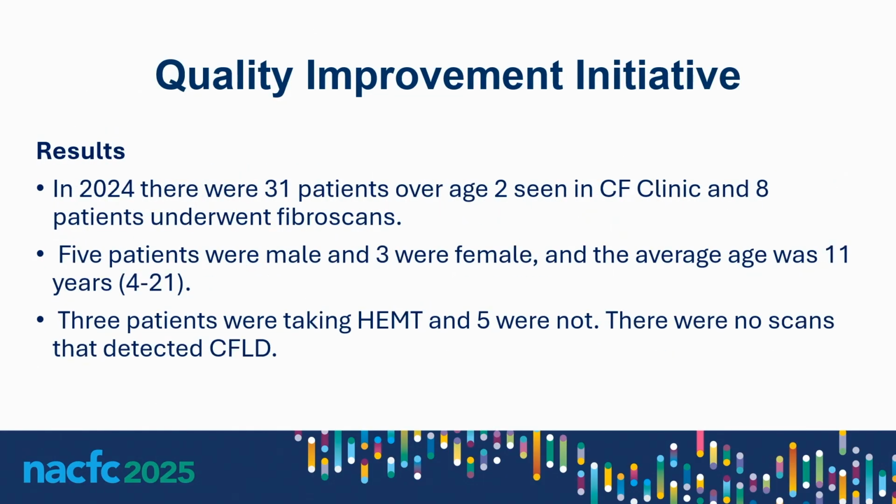So the results: in 2024, there were 31 patients over the age of 2 seen in the CF clinic, and 8 patients underwent FibroScans. 5 patients were male and 3 were female, and the average age was 11 years with a range of 4 to 21. 3 patients were taking modulators and 5 were not. There were no scans that detected CF liver disease.